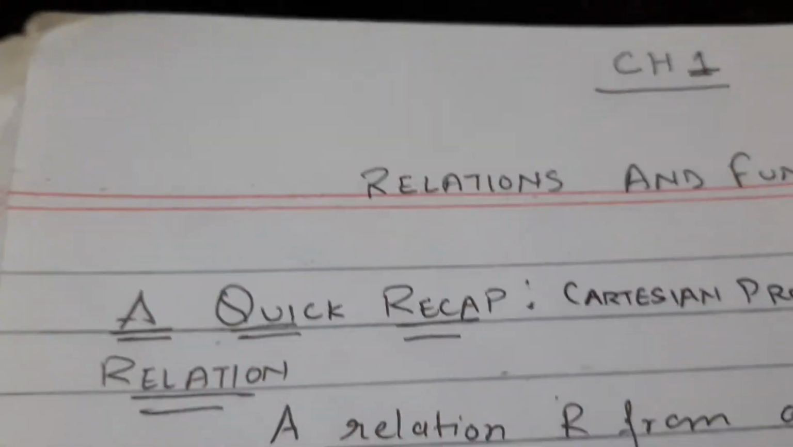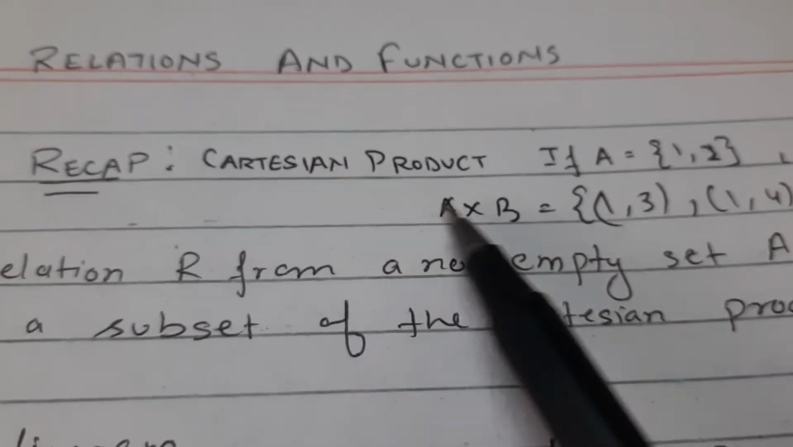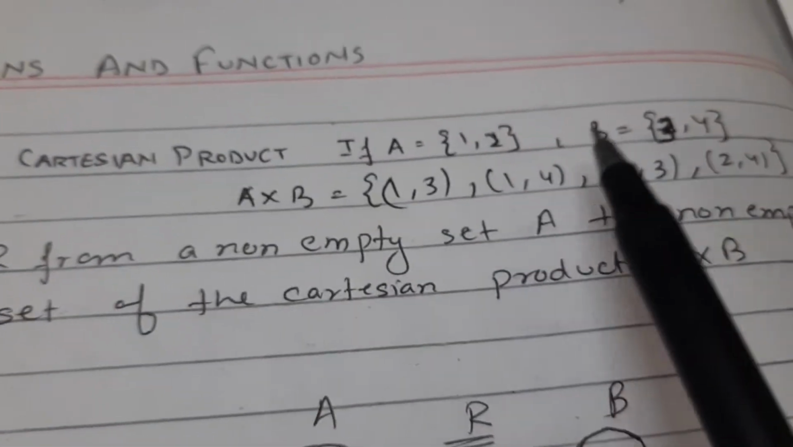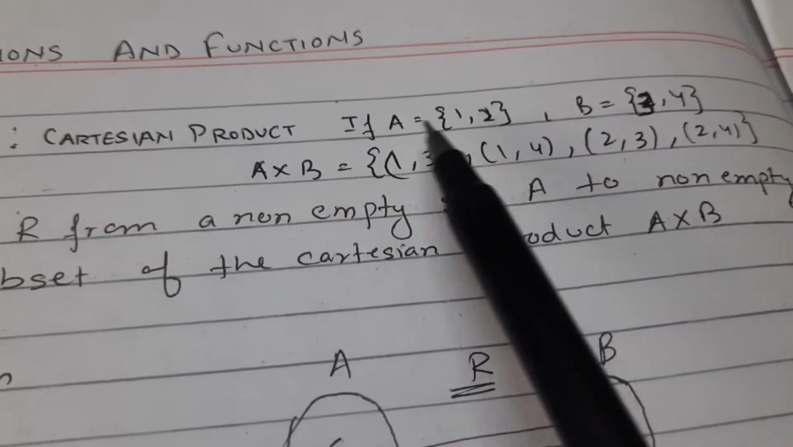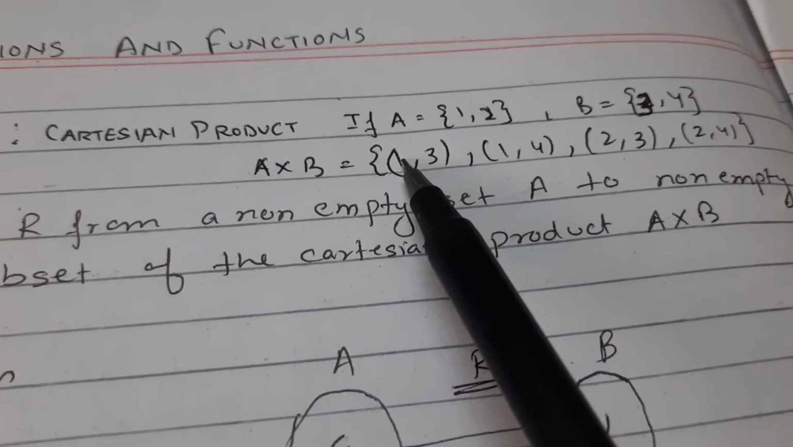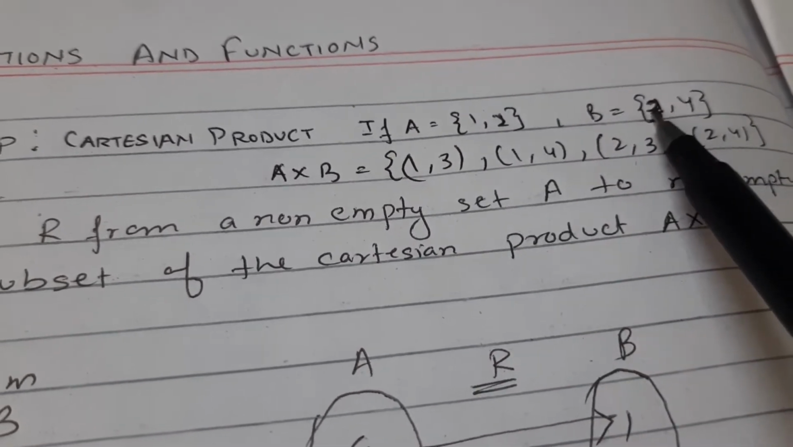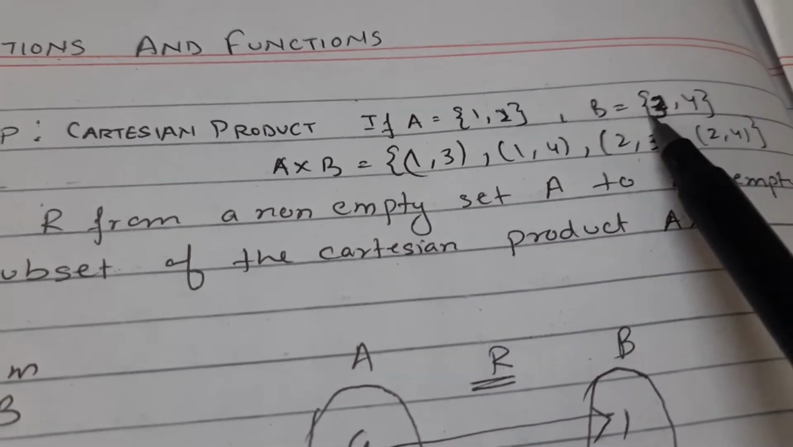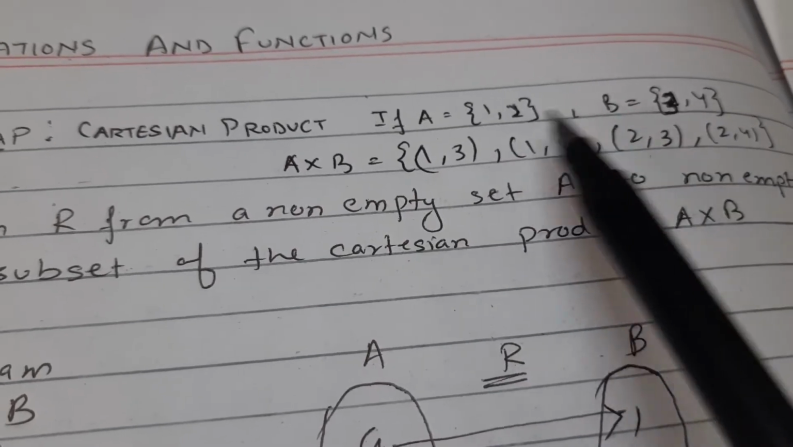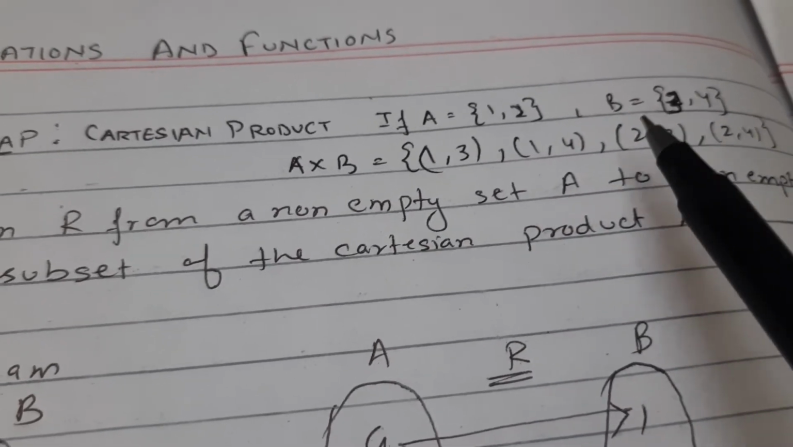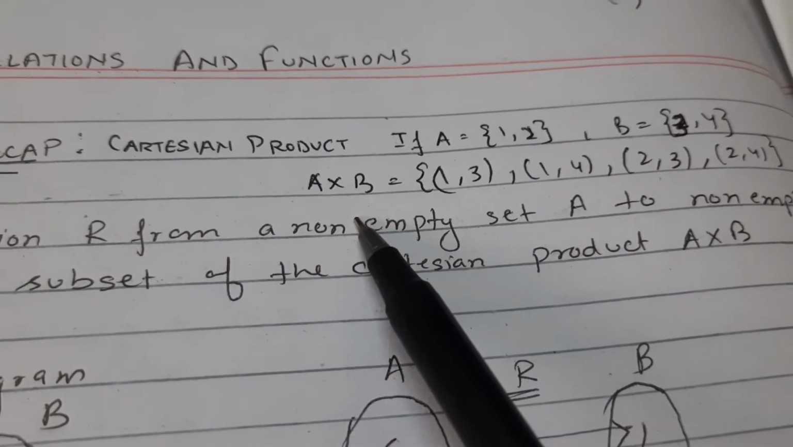Now I'll do the quick recap first of class 11. This is a Cartesian product. If A is equal to {1, 2}, B is equal to {3, 4}, then the Cartesian product is written as A cross B. It will be ordered pairs: the first element should belong to A and the second element should belong to B. So (1, 3), (1, 4), (2, 3) and (2, 4) are the elements of A cross B.